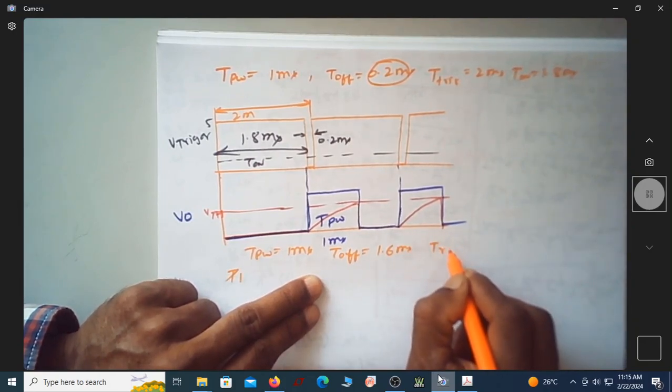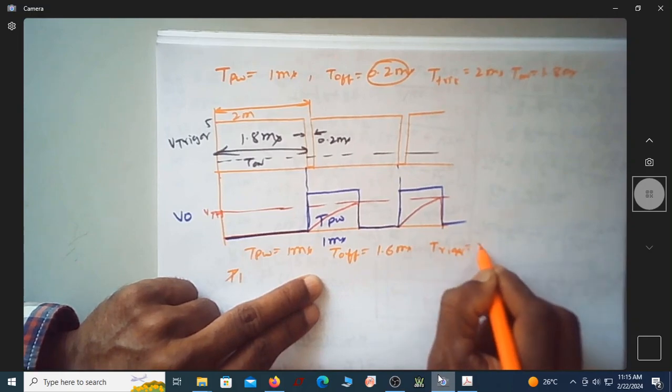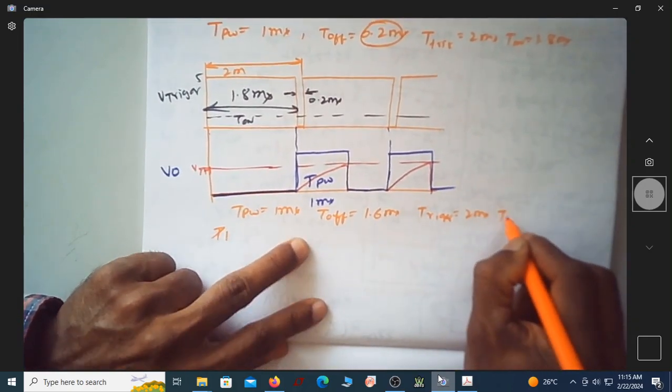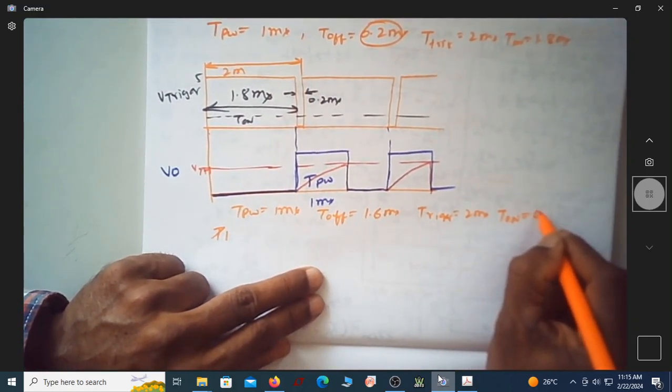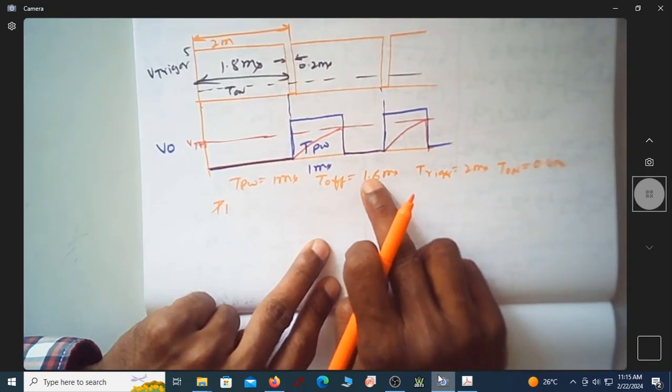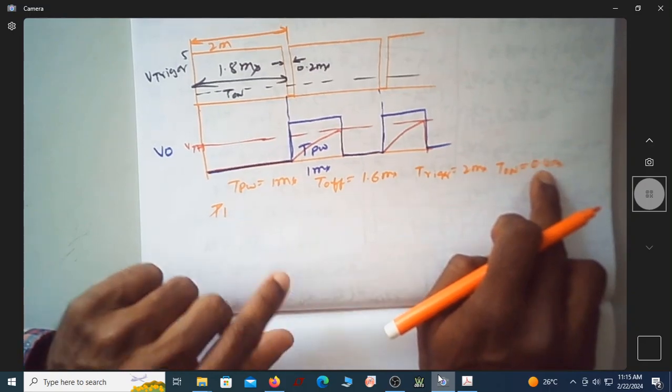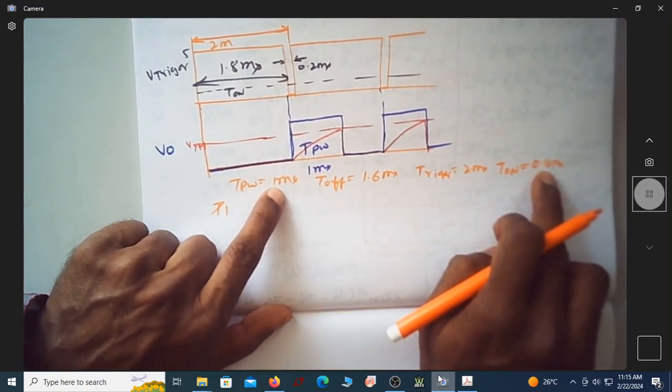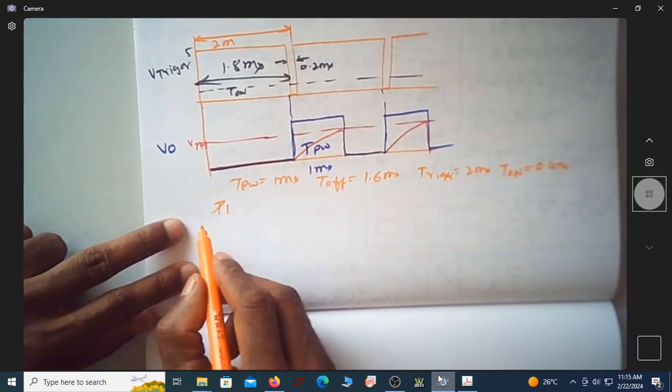Again T trigger is 2 millisecond. Then what is T off? Sorry, T on is actually 0.4 millisecond. So as per this, T trigger is 2 millisecond. If T off is 1.6, then T on should be 0.4, and the designed pulse width is 1 millisecond. Let us see how it looks.